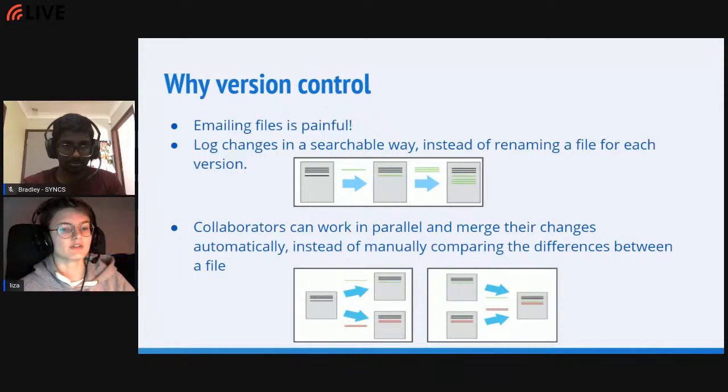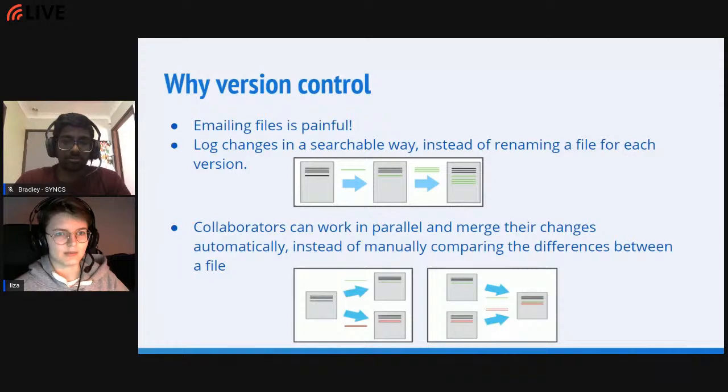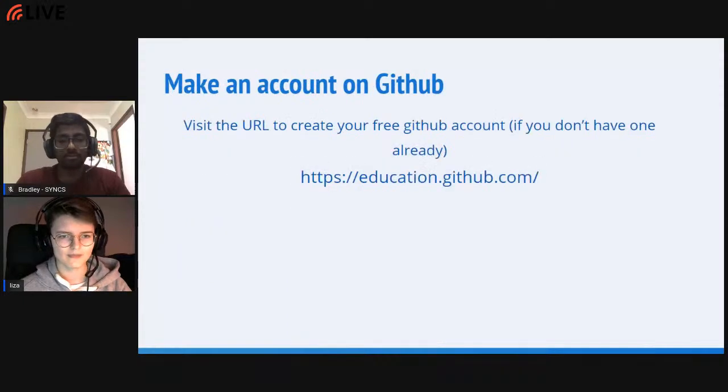Same goes for collaboration. Before version control systems like Git, people would use file systems or emailing files, which is a pain if you have to go through all the files, look through all the changes, and select the ones that you like, and things can get lost in the process. And Git does everything for you, and GitHub.